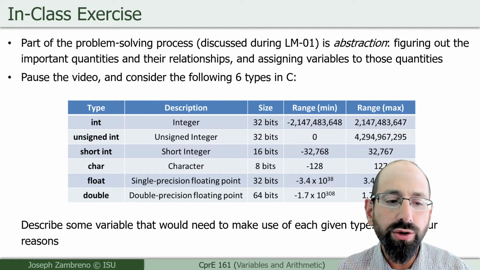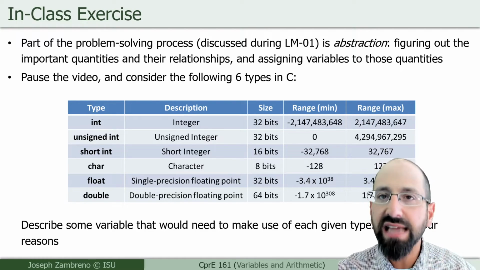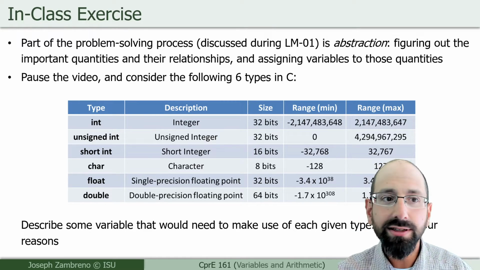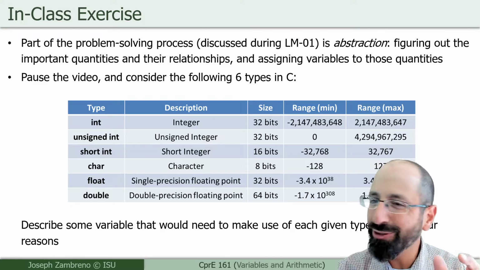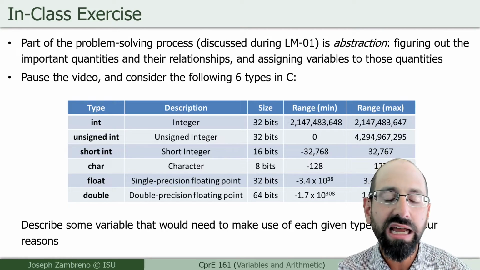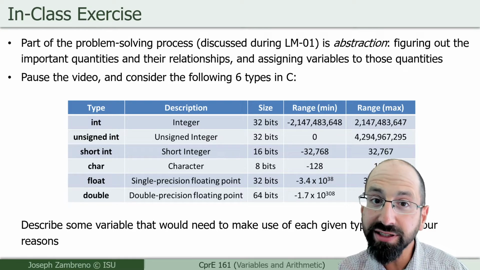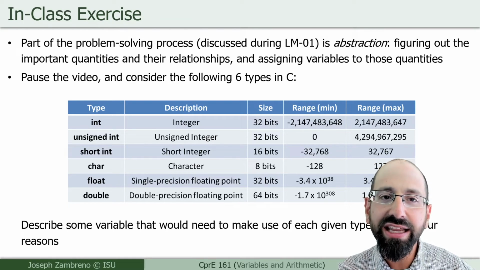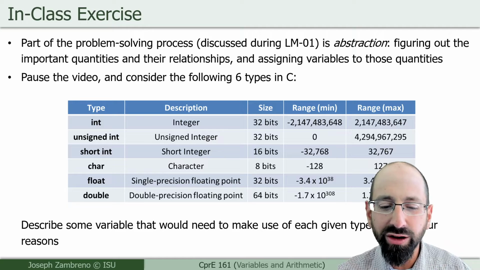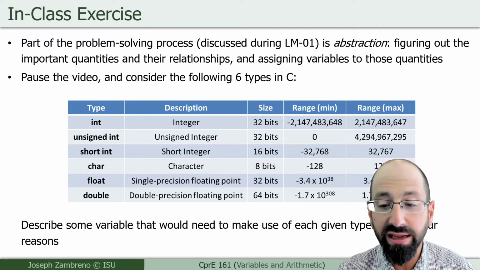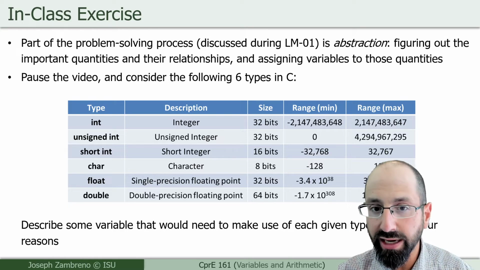So as you pause the video here, I'd like you to think about the following 6 types in C: our regular integers, our unsigned integers, our shorter integers, our really short integers or our character types, our char types, our single precision floating point values, and our double precision floating point values. And I'd like you to think about what is some variable that would need to make use of a given type and for what reason. I'd like you to think about that because we're always going to be doing that in our programs.